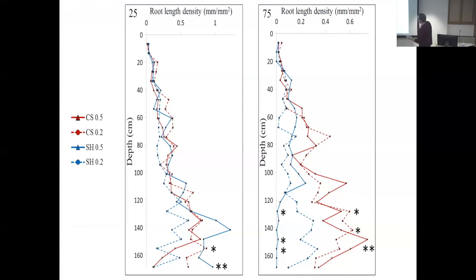And this is how it looks. So we count the roots. So this is 25 centimeters. This is the 75 centimeters. So the red is Cabernet Sauvignon. The blue is Shiraz.